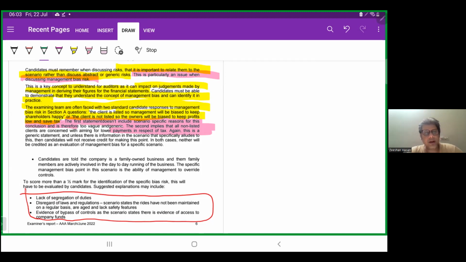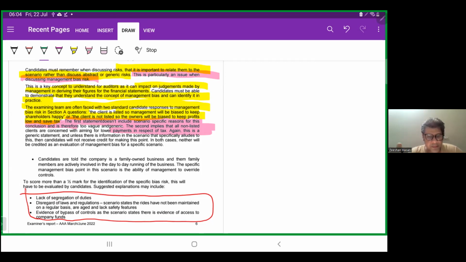So candidates are told the company is a family-owned business, and family members are actively involved in the day-to-day running of the business. The specific management bias point in this scenario is the ability of management to override controls. To score more than a half mark for the identification of a bias risk, this will have to be evaluated by candidates. Suggested explanations can be lack of segregation of duties, disregard of laws and regulations.